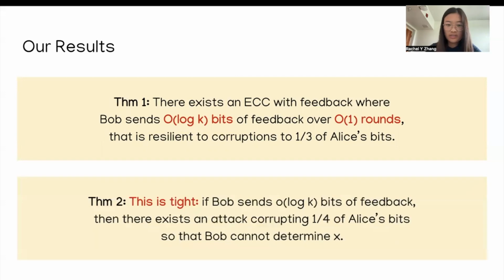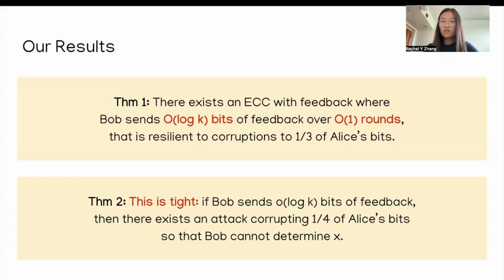And our second result is the following. This is tight. In particular, we show that if Bob sends less than log k bits of feedback, then there's an attack corrupting only 1/4 of Alice's bits so that Bob cannot determine X. So in other words, if Bob only sends less than log k bits of feedback, then Alice's best strategy is essentially to send a normal error correcting code.